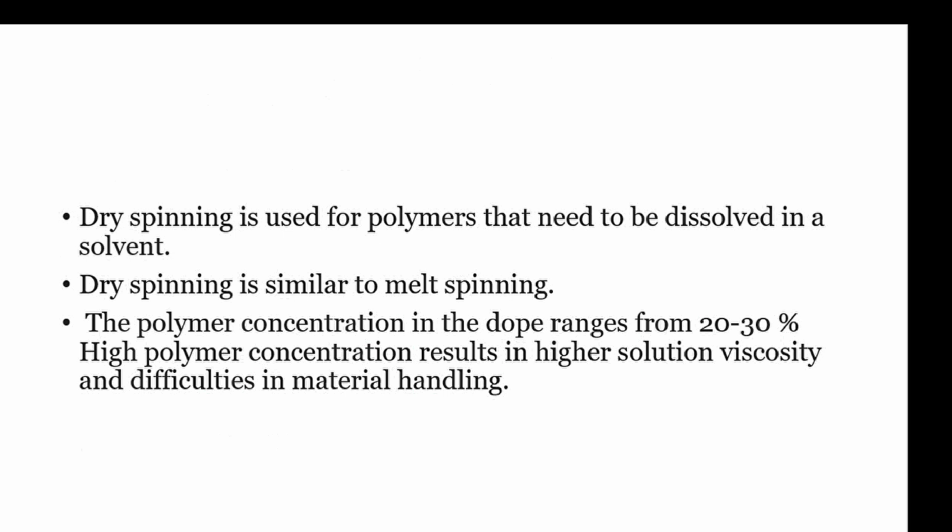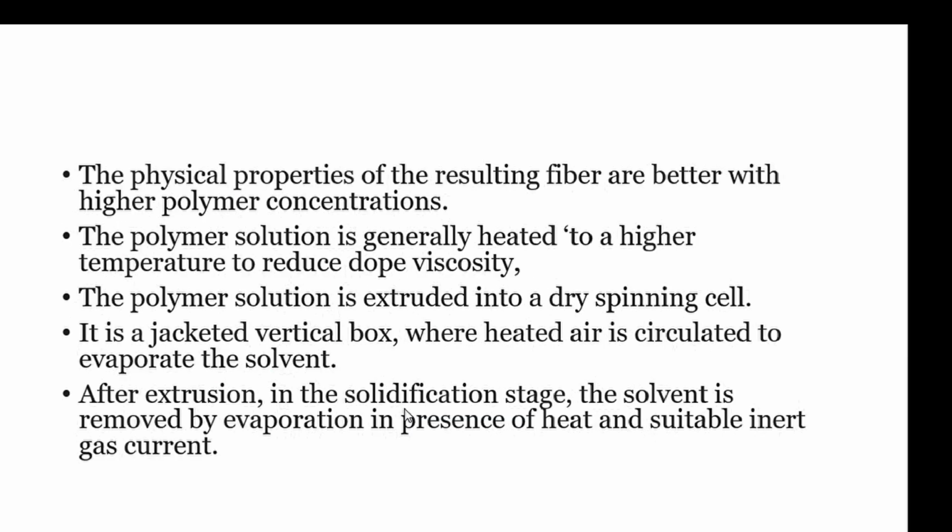Dry spinning is used for polymers that need to be dissolved in a solvent. Dry spinning is similar to melt spinning. The polymer concentration in the dope ranges from 20 to 30%. Higher polymer concentration results in higher solution viscosity and difficulties in material handling. Physical properties of the resulting fibers are better with higher polymer concentration. So the concentration of polymer is a variable for the properties of fibers.